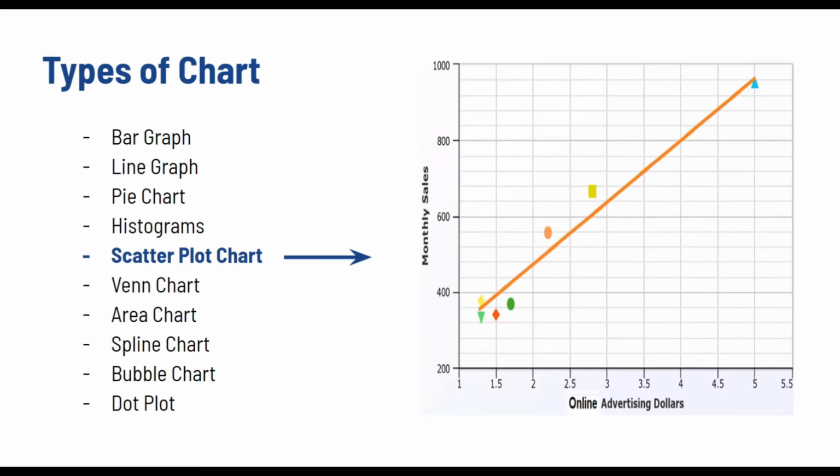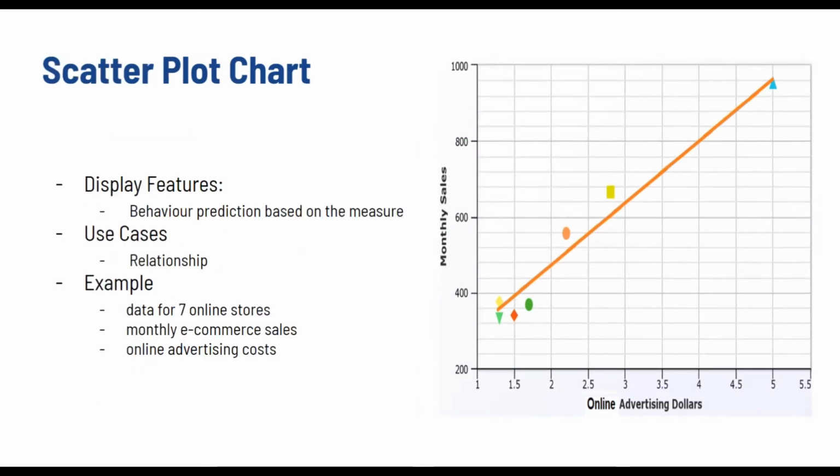Scatter plot chart. Scatter plots help you predict the behavior of one variable, which is the dependent variable, based on the measure of other variable, which is the independent variable. The uses of scatter plot include when trying to find out whether there's a relationship between 2 variables, to predict the behavior of dependent variables based on the measure of the independent variable. The example here presents data for 7 online stores, their monthly e-commerce sales and online advertising costs for last year.